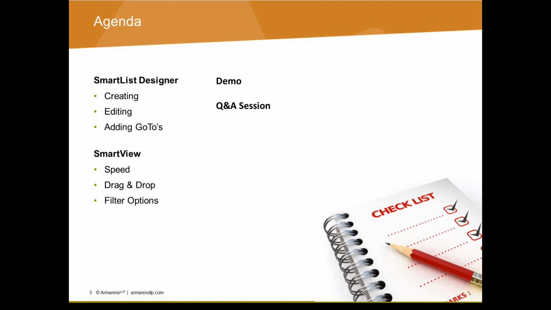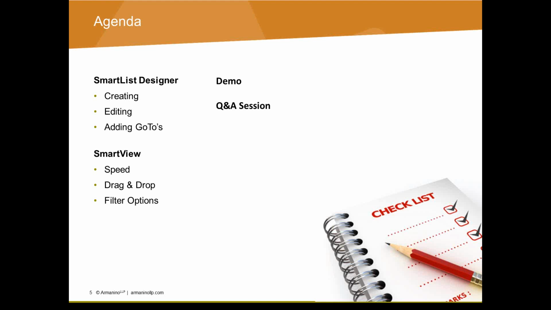So there might be smart lists that aren't covered by something that you want. You can actually create your own. You can look at tables, you can look at views, you can get just the smart list that you want. You can also edit smart lists that you've built with SmartList Designer, and you can add go-tos that go to other smart lists or go to navigation screens within GP. So you can do all that in SmartList Designer.